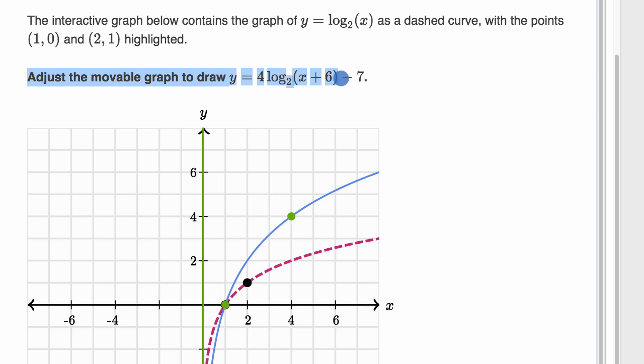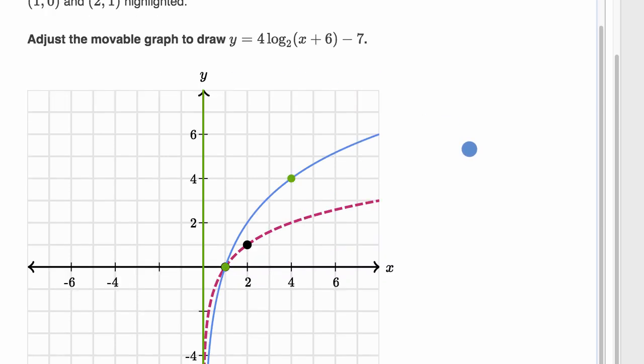plus 6 minus 7. And so if you happen to have this exercise in front of you, I encourage you to do that. Or if you're just thinking about it in your head, think about how you would approach this. And I'll give you a hint. To go from our original y is equal to log base 2 of x to all of this, it's really going to be a series of transformations.